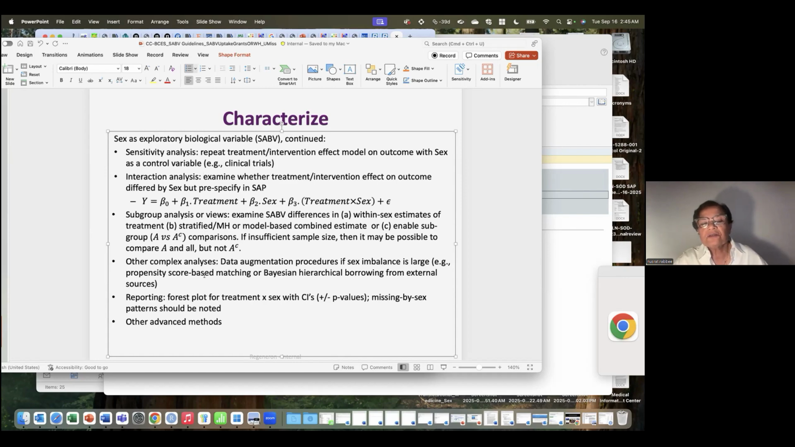Now, there are other complex analyses. You could do data augmentation if you have sex imbalance, for example, using propensity score matching. For reporting, many people use forest plots, and so you can look at treatment for male, female, or intersex, and other demographic variables. But it gets a little bit tricky, I would say.